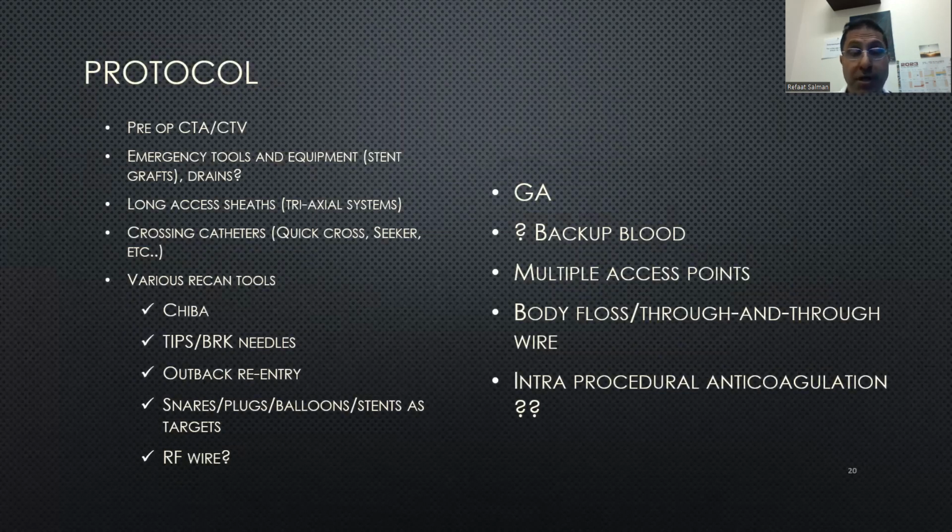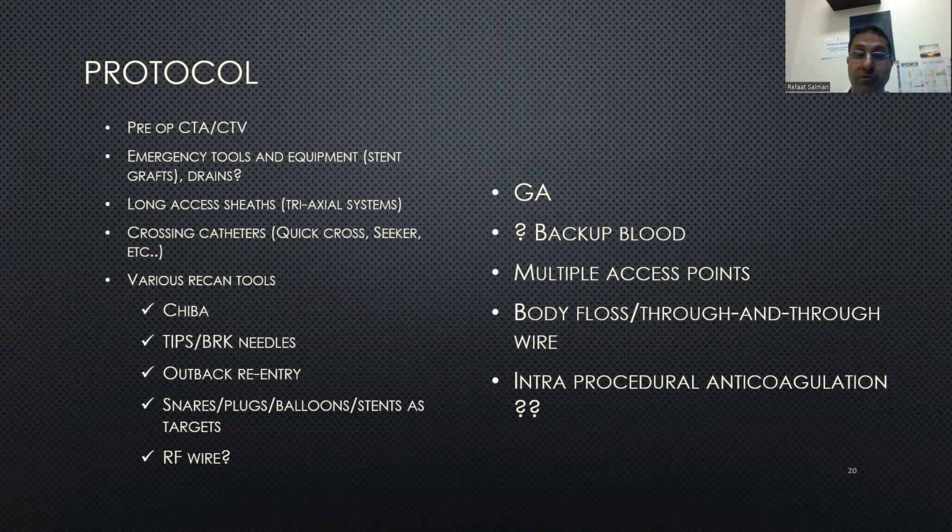How to do it: prepare your patient very well. We need to obtain CTA and CT venography as well to check the anatomy. This is crucial for your procedure. You should have all emergency tools available. Stent graft is mandatory, so you need it for the sharp recanalization. In all my cases, if I do sharp recanalization, I have to put a stent graft.